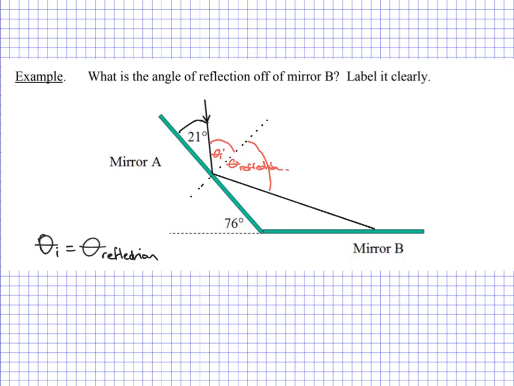Of course, we can say that this angle is also going to be equal to 21, since these two angles are the same and we're dealing with 90 degrees from our normal line. That one there must be 21. We're trying to find the angle of reflection off of mirror B. So let's carry on this incident line here. It's going to go this way, of course. It's going to be incident on mirror B at this point.